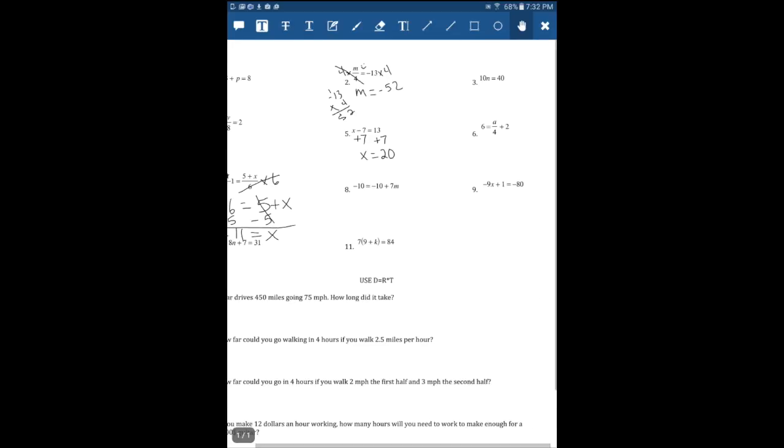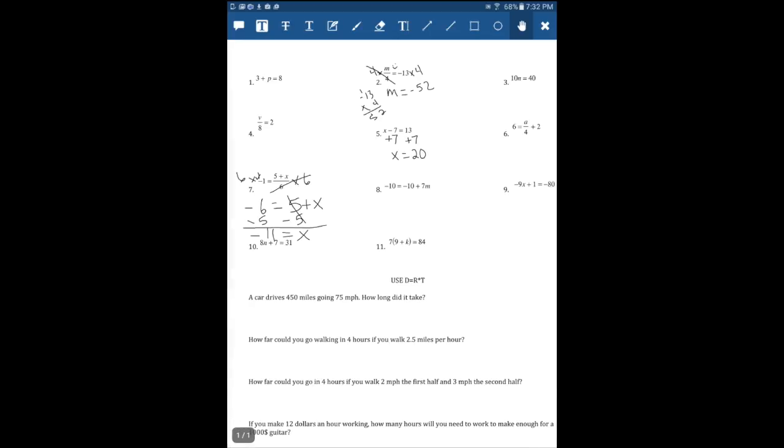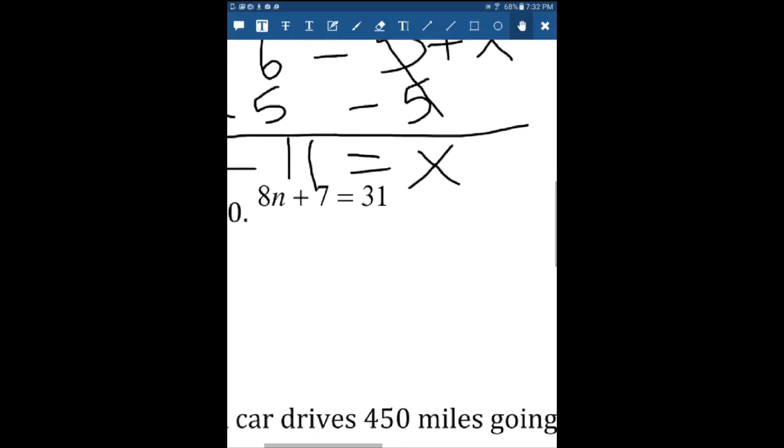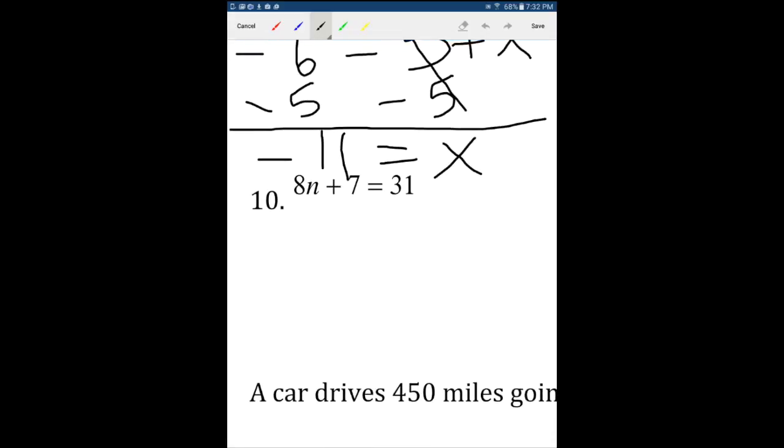Okay, what's another good one here? I'll do a hard one so that you'll be left with an easy one. Well, none of these are too hard. You're going to solve 11 very similarly to how I solved 7. I'll do 10. Why not? Okay, so 8n plus 7 equals 31. Pretty easy. We subtract that 7, subtract that 7. It's gone, and we're left with 8n equals 31 minus 7. That's got to be 24.